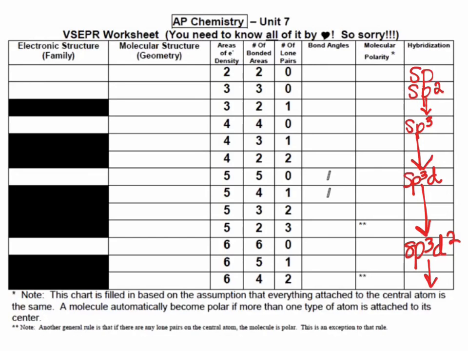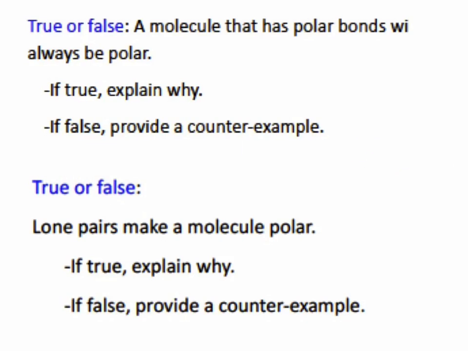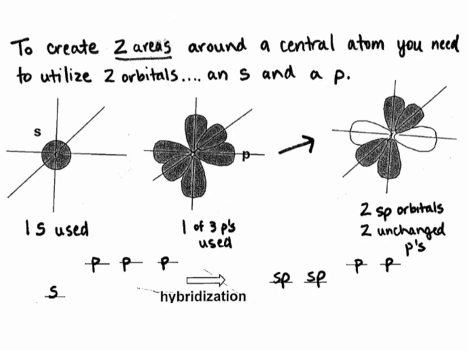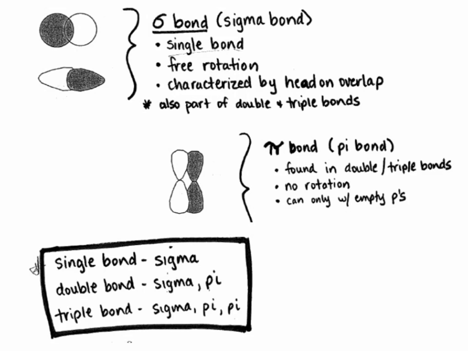Okay, let's go back and talk about our next slide. We have sigma bonds. That is a single bond. We have free rotation, and it's characterized by a head-on overlap. Here is a sigma bond right here in the center, just one single bond, with a head-on overlap of those orbitals.